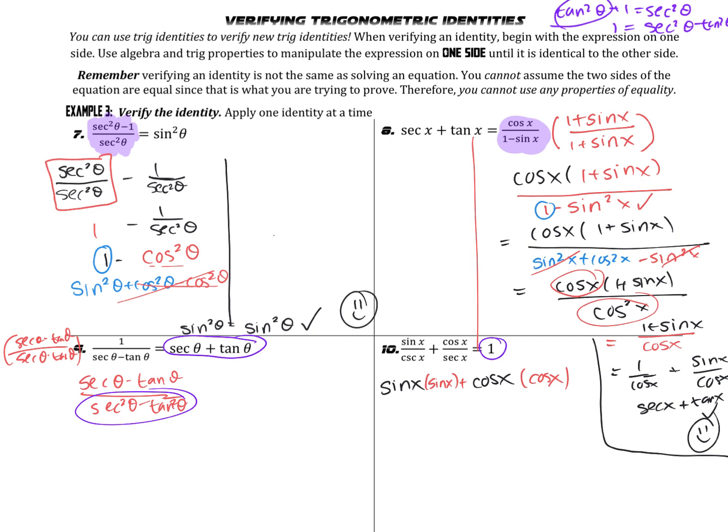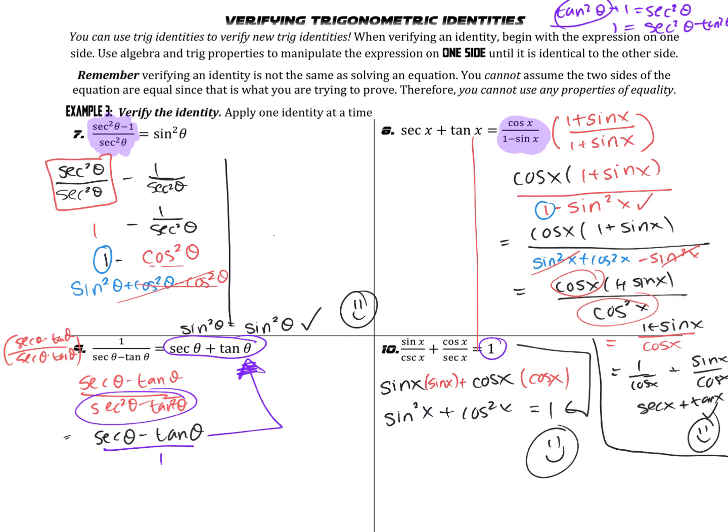So I'm going to keep the numerator just as secant of theta minus tangent of theta, and this whole thing is going to become divided by 1. And look, that actually is what we were trying to get to. Yes, there are other approaches that would get you to the same place. All right, I'm going to multiply here on number 10. This is sine squared plus cosine squared, which is 1, which is what we were trying to prove.